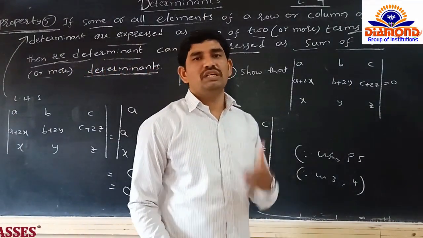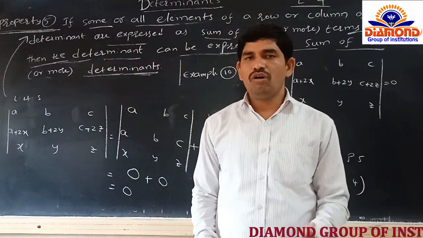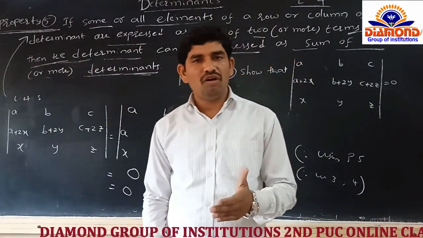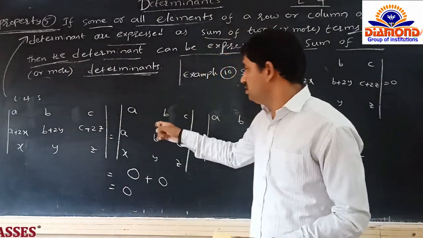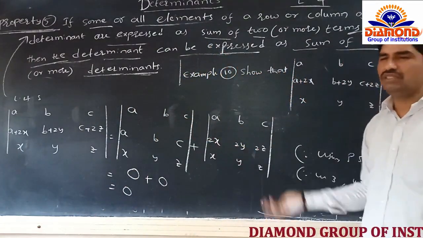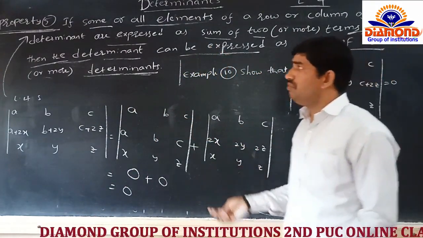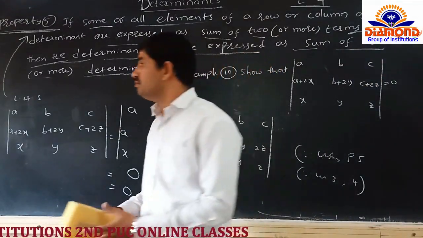This is a very simple property. Suppose a determinant has any row or any column with the sum of two terms. Then we are going to express the determinant as the sum of two determinants. That is the way we are doing in this. Okay. So we will see property number 6.